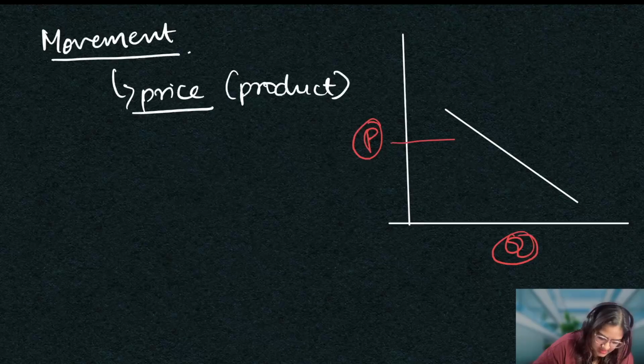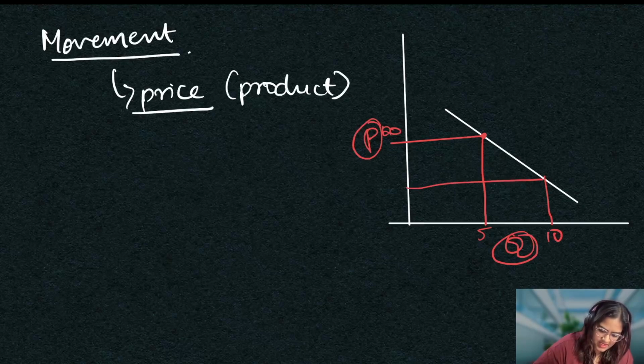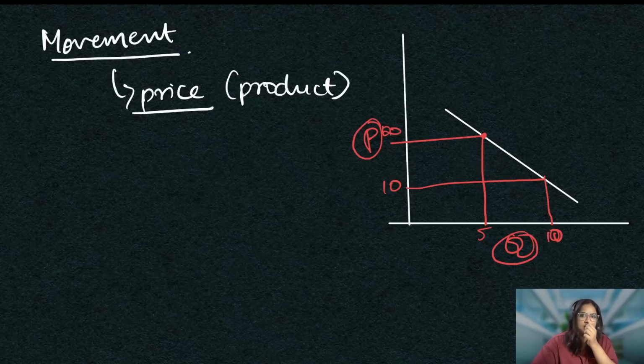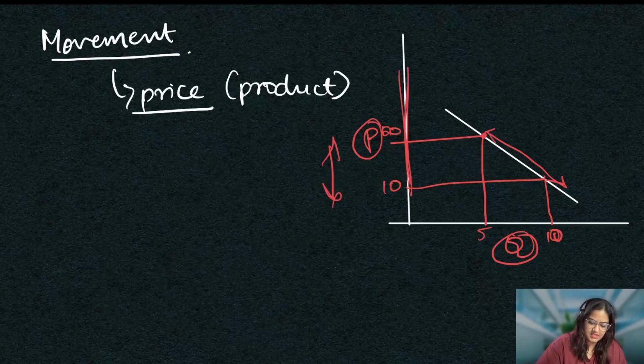So suppose when price is 20 rupees, your demand is here. Say this is 5. This is suppose 10. Now, when the price changes, that is when it becomes 10 rupees, your demand doubles, your demand becomes 10. So this particular change that happens along the demand curve when your price changes, the movement along the existing demand curve, that is called movement.